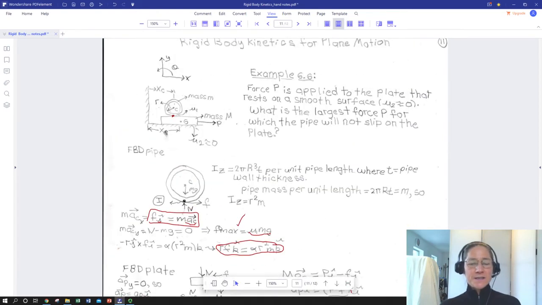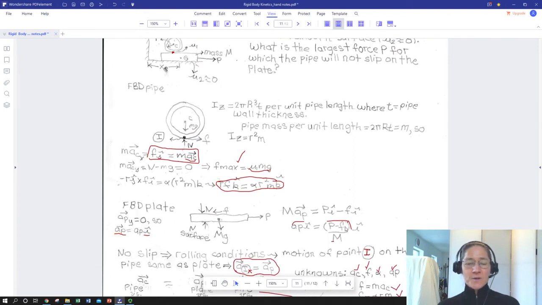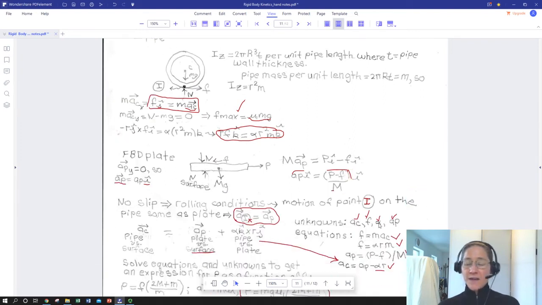Other than that, what did we have? We had FBDs of the plate and FBD of the pipe. We included the relationship between moment of inertia and our rotational acceleration and net moment, sum of the moments. Nothing but sum of the forces coming out of the plates, and that was it. No fancy kinematics. We didn't even really have to break out any of the complicated kinematics of rolling in this case, other than to know that the center of mass was going to be moving translationally along the plate.